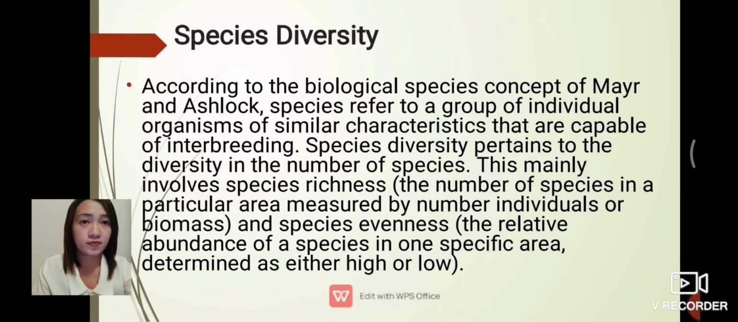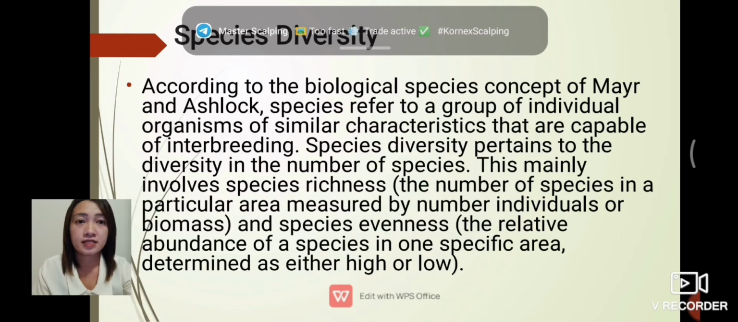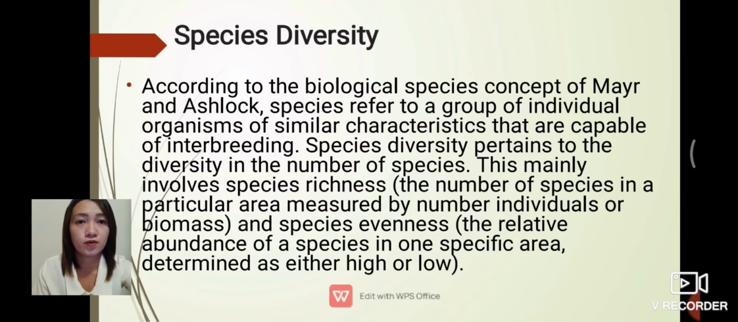Species diversity pertains to diversity in the number of species. This mainly involves species richness, the number of species in a particular area measured by the number of individuals or biomass, and species evenness, or the relative abundance of a species in a specific area, determined as high or low.